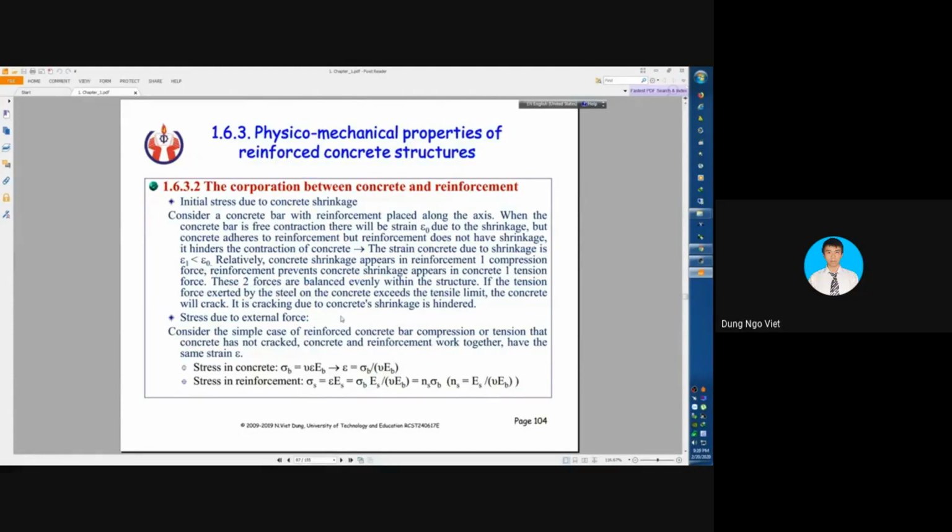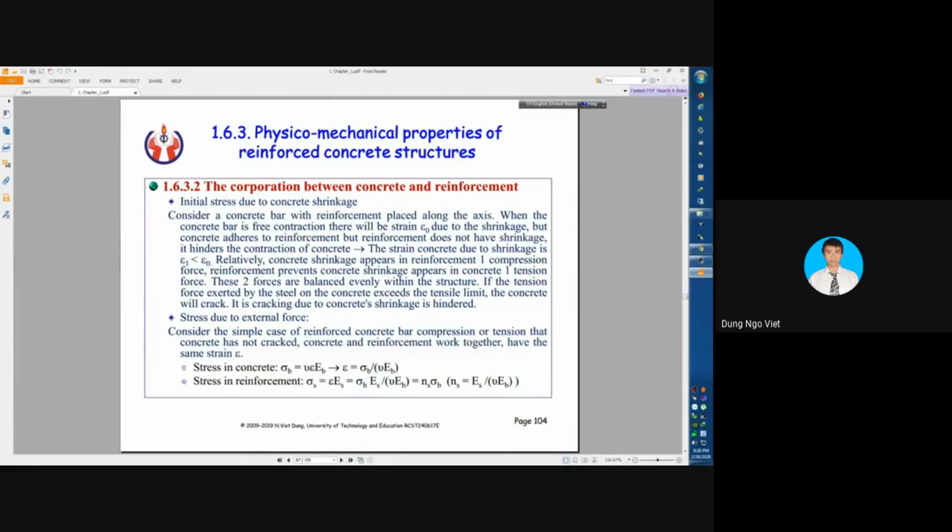and relatively, concrete shrinkage appears in reinforcement as a compression force, and reinforcement prevents concrete shrinkage, so a tension force appears in concrete, and these two forces are balanced evenly within the structure. If the tension force exerted by the steel on the concrete exceeds the tensile limit, the concrete will crack. Its cracking is due to concrete shrinkage being hindered.